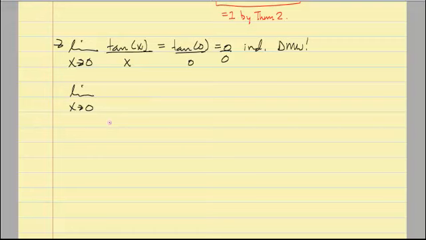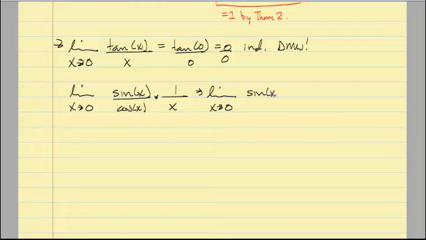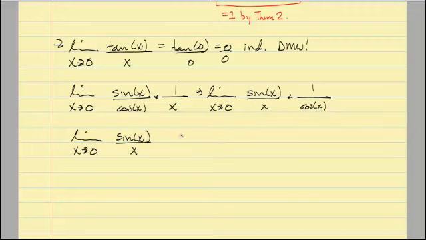First of all, tangent of x is equal to the sine of x over the cosine of x, and of course I have this 1 over x running around here as well. If we rewrite this, you'll see something familiar. I have sine of x over x times 1 over cosine of x. Now remember, the limit of a product is the product of the limits, so I can rewrite this in two steps. I can take the limit of each factor of that product. So from theorem 2, this is equal to 1.